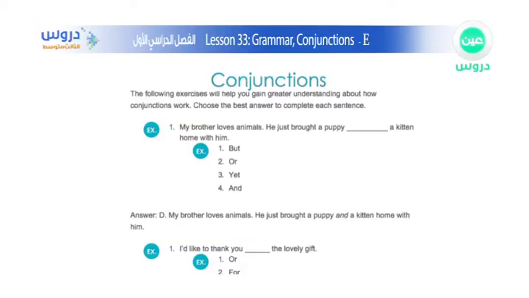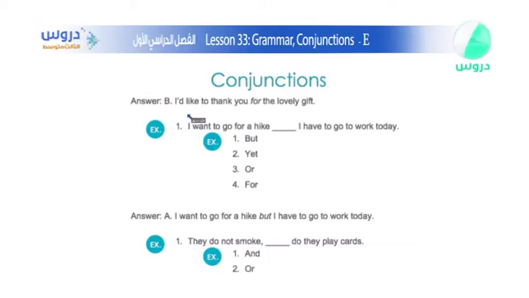Here we have had the examples. Let's have them again, no problem. My brother loves animals. He just brought a puppy and a kitten. We have chosen a kitten and a kitten, okay? So just to connect between them. I'd like to thank you, blank the lovely gift. Of course, Adham. To thank him for something he got for you or she got for you. Okay, I'd like to thank you for the lovely gift.